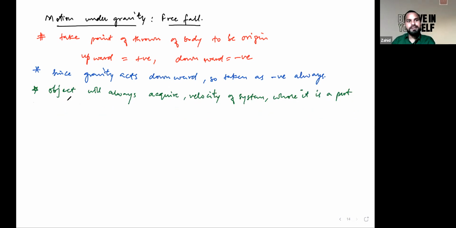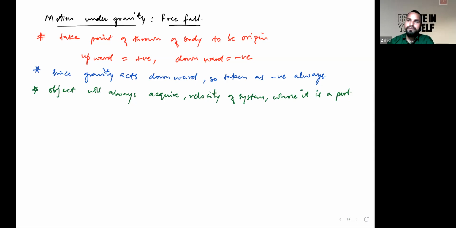Just see the third part: an object always acquires the velocity of the system of which it is a part. Suppose you are moving in a car which is moving at 20 meters per second, and you are sitting inside it. What will be your velocity with respect to the road? I think it would be 20 meters per second, just like the velocity of the car, so that the car and you will both be at the same position at the same instant of time, moving with the same velocity together. Is it clear? That's why I say an object always acquires the velocity of the system of which it is a part.